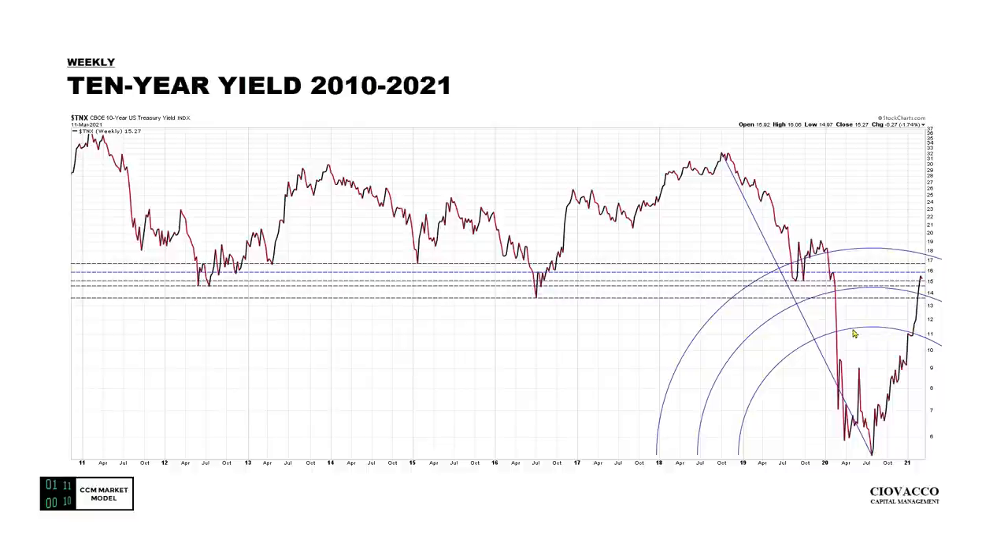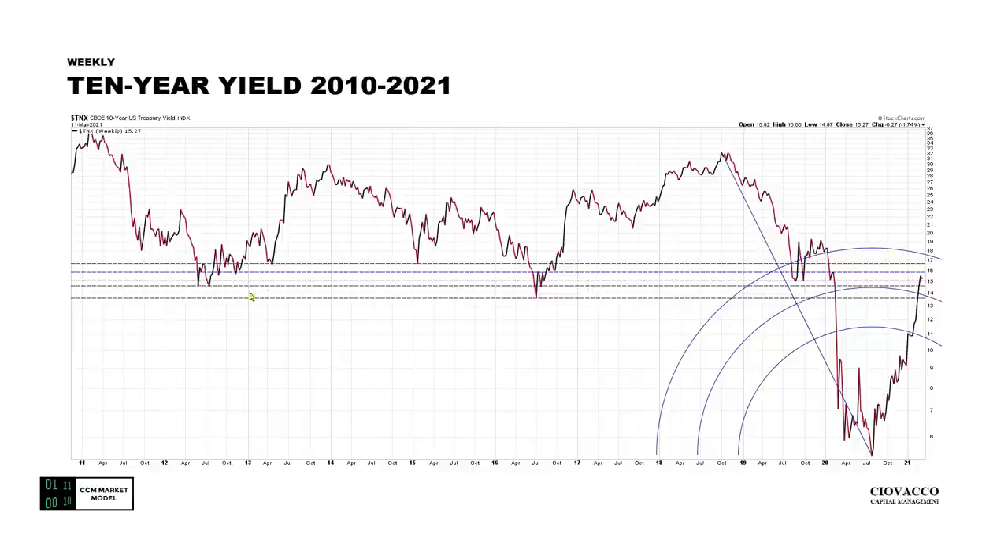You can think of this as somewhat of a moving target for the first retracement level. This would be the 50% retracement, and this would be the 61.8% retracement. You can see two of the three concentric circles here coincide with natural areas of possible resistance for yields.